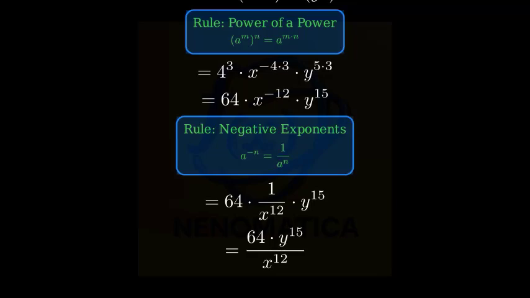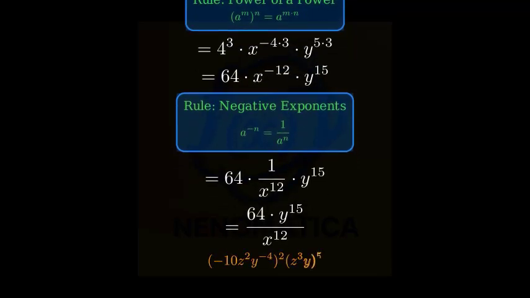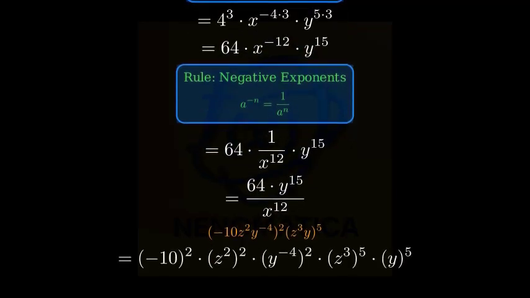We need to rewrite the following expression in exponential notation: the quantity -10z squared y to the -4th power, all squared, times the quantity z cubed y, all raised to the 5th power. Let's tackle this step by step. First, we'll apply the power of a product rule to each group. For the first group, -10 squared is 100, z squared is z to the 4th power, and y to the -4th squared is y to the -8th power.